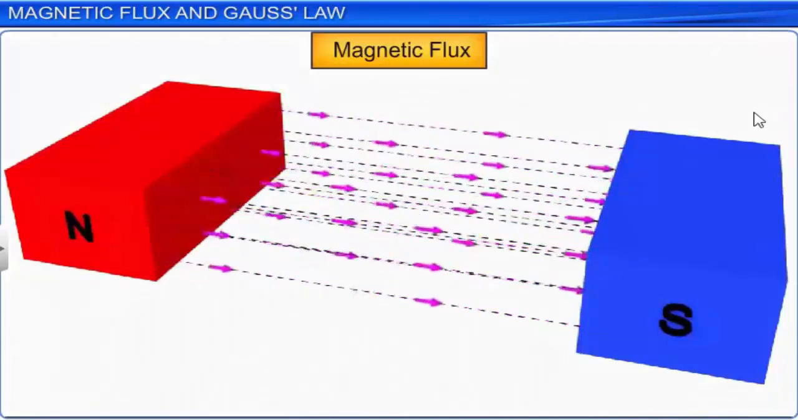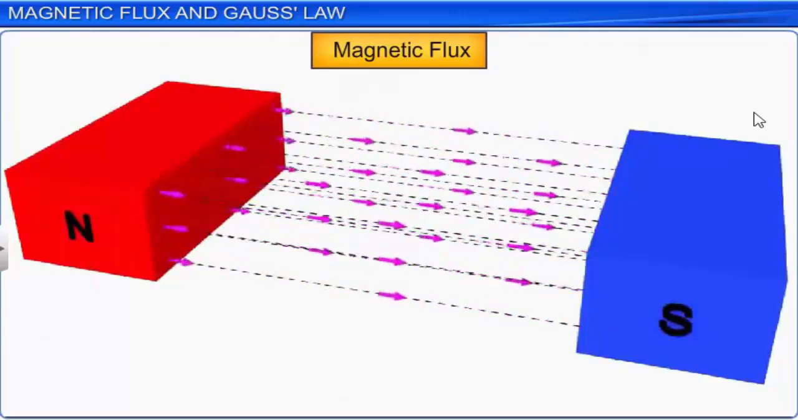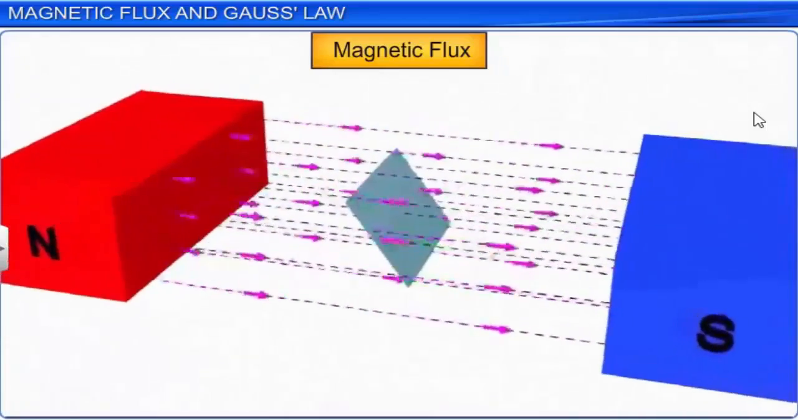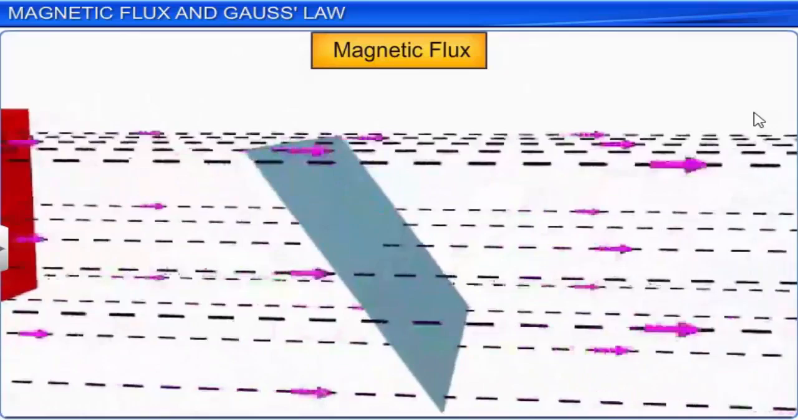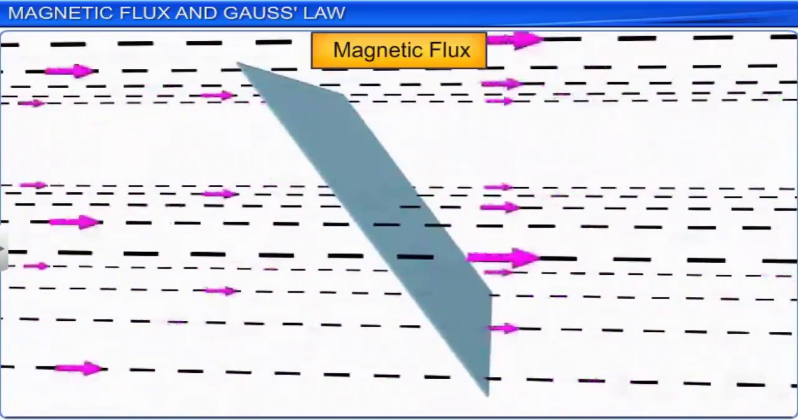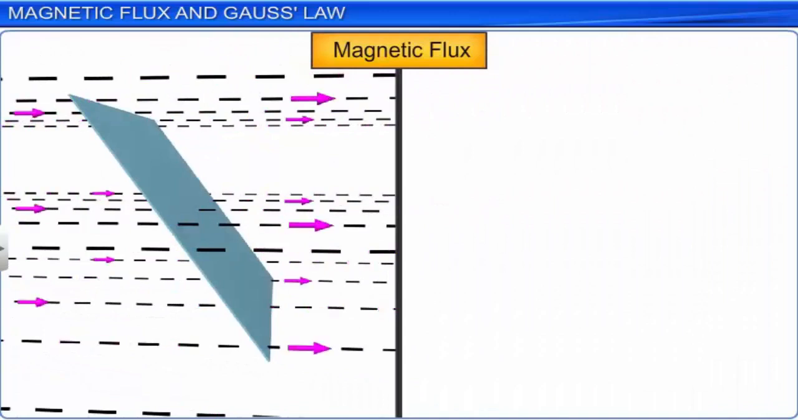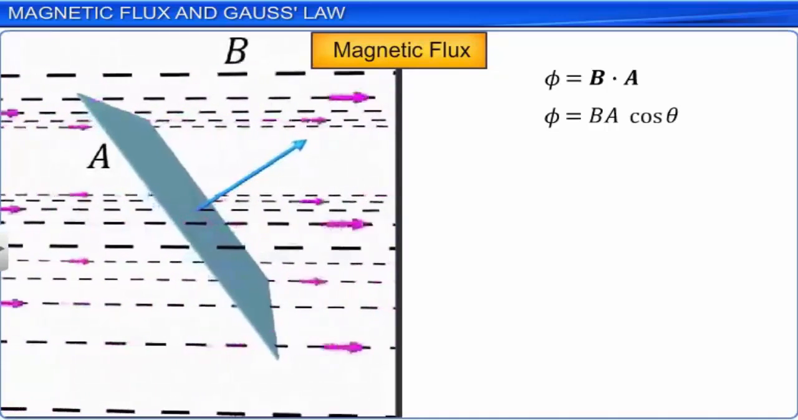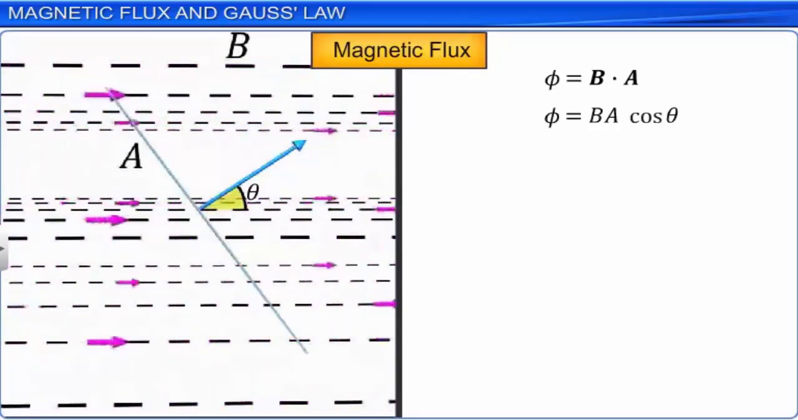Magnetic flux is the physical quantity that gives the measure of the strength of a magnetic field over a given area. Magnetic flux is defined as the number of magnetic field lines passing through a given area in a magnetic field. The magnetic flux, phi, is equal to B dot A, which is equal to BA cos theta, where B is the strength of the magnetic field, A is the area of the given surface through which the field lines pass, and theta is the angle between the direction of magnetic field and the area vector.